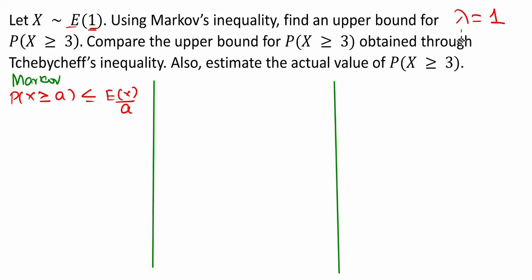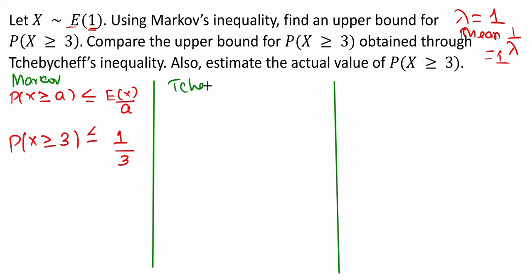So if lambda is 1, what do you say about the mean of the random variable? The mean of your exponential distribution is 1 by lambda, so that will again remain equal to 1. So this will give me E of X as 1. For a, I will have to replace it with the value from the question, which is going to be 3. So the value is going to be 1 by 3. So the value of the probability using Markov inequality is less than or equal to 1 by 3. Now let us move to your Chebyshev's inequality.